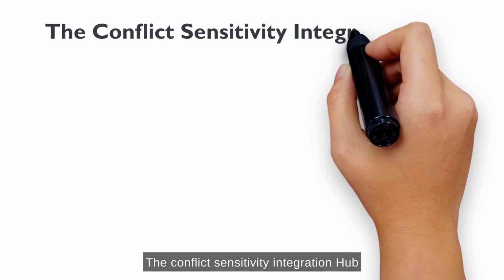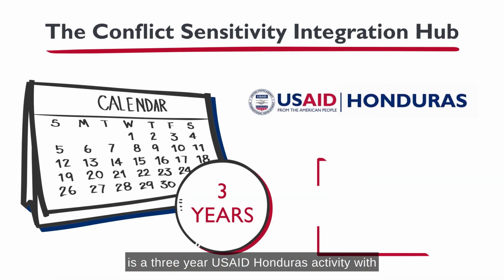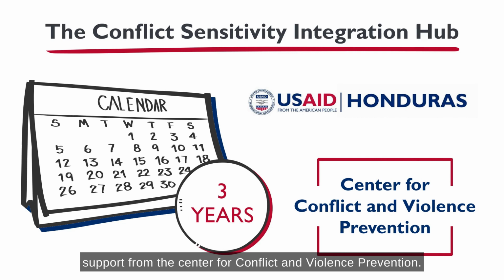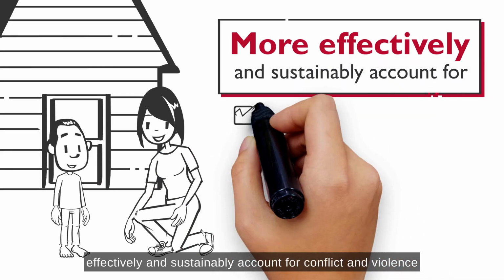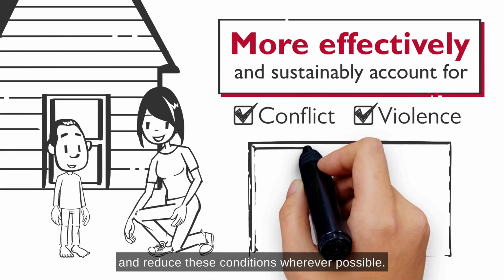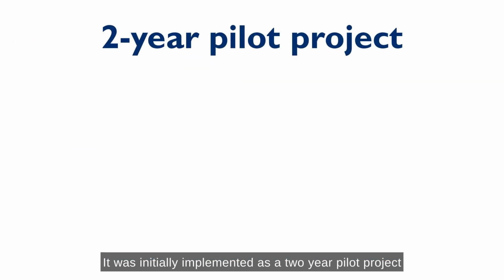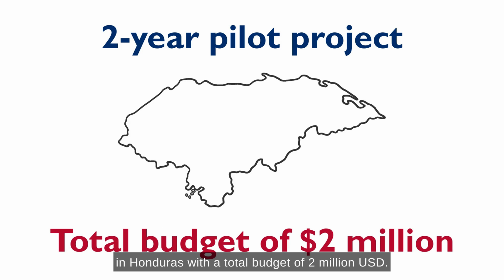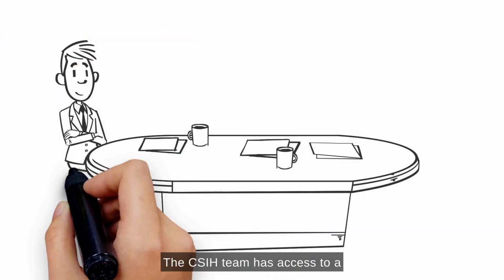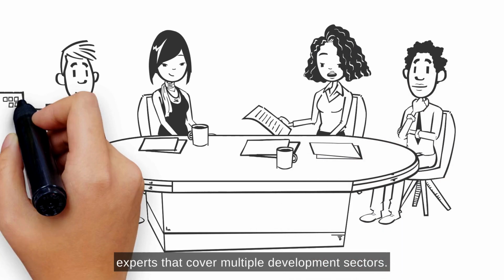The Conflict Sensitivity Integration Hub is a 3-year USAID Honduras activity with support from the Center for Conflict and Violence Prevention. It focuses on supporting mission programs to more effectively and sustainably account for conflict and violence, and reduce these conditions wherever possible. It was initially implemented as a 2-year pilot project in Honduras with a total budget of $2 million USD. The CSIH team has access to a large pool of international and national technical experts that cover multiple development sectors.